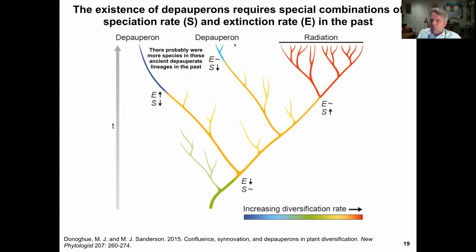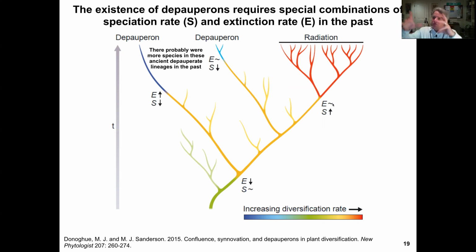Another way to get a Depauperon is basically to have essentially a flat extinction rate, but a very low speciation rate. And the way we can get these radiations, where lineages have more lineages than we expect by chance alone, that could come through a fairly flat extinction rate, but a very high speciation rate.